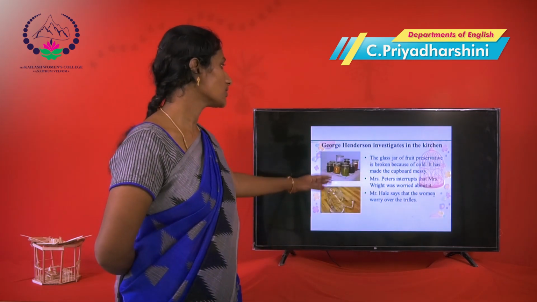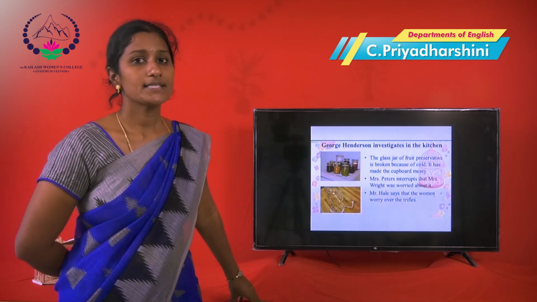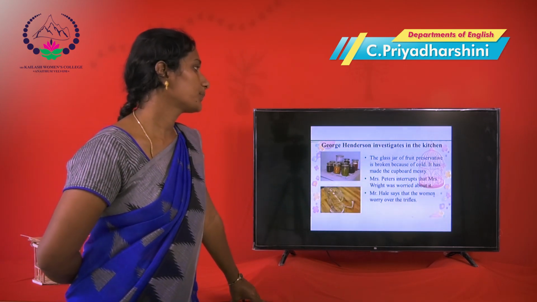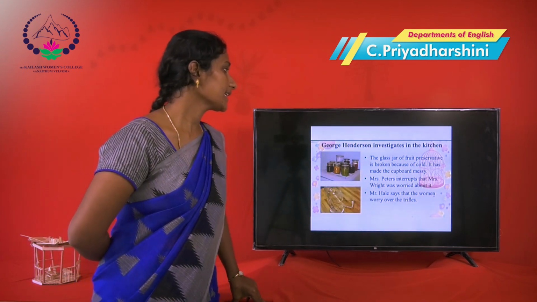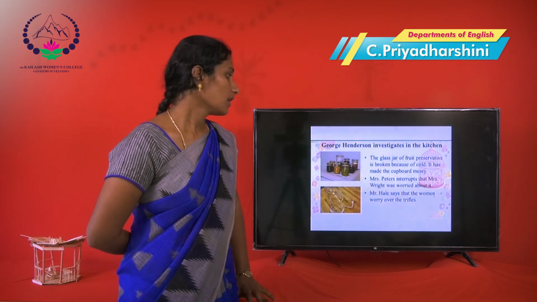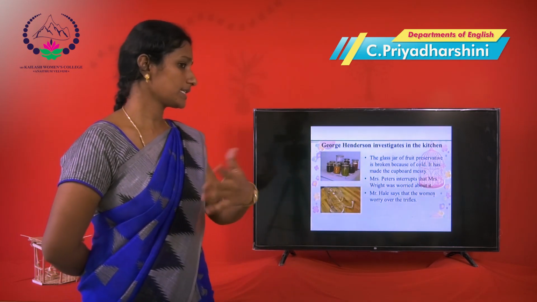Next, we see George Henderson investigates the kitchen. The glass jars of fruit preserves are broken because of the cold. Next, it has made the cupboard messy. Mr. Hale says that the woman worried over the trifles.